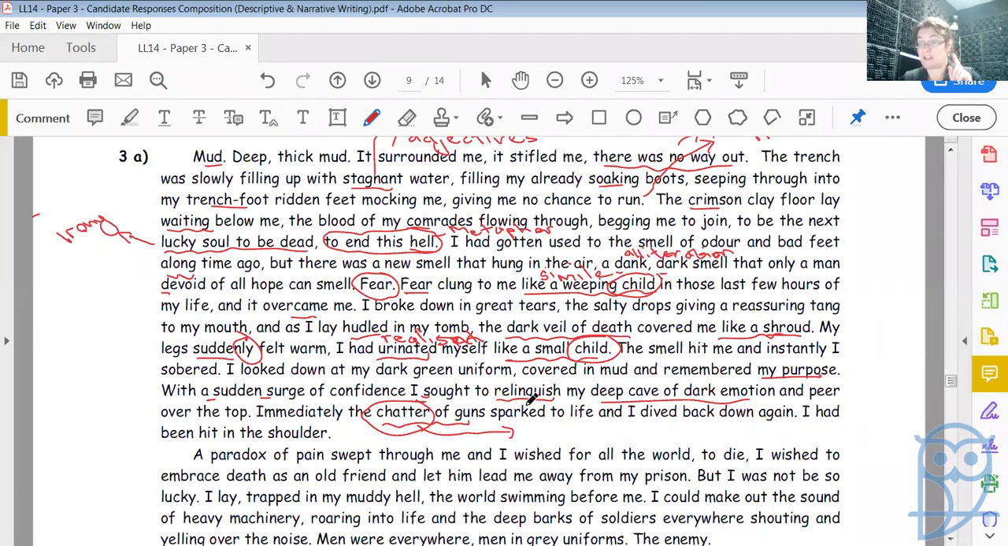The chatter of guns sparked to life. Yes, but what kind of device is it? What sort of figurative language is it? That's what I'm looking for. Yes, good. Onomatopoeia. Now remember, with onomatopoeia, you want to spell the word poem, but then you just don't put the M on the end, and instead you have "ia" at the end. Onomatopoeia. Okay? And don't worry if you didn't spell it right.